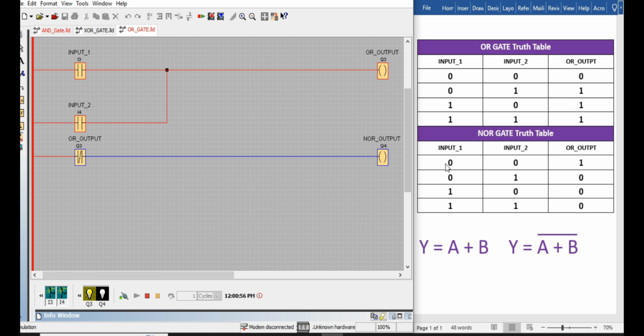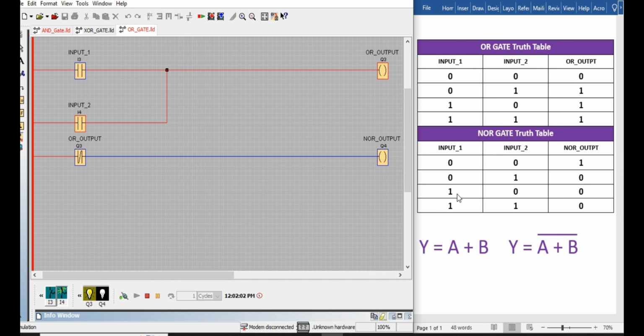We will start from here when both inputs are 0. 0 means both contacts are in open state. In this case, the output of NOR gate should be high. You may see Q4 is high when both contacts are open state or 0 state. Now move to the next entry. Input 1 is 0 and input 2 is high. In this case, the output of NOR gate should be 0 and you may see Q4 is off.